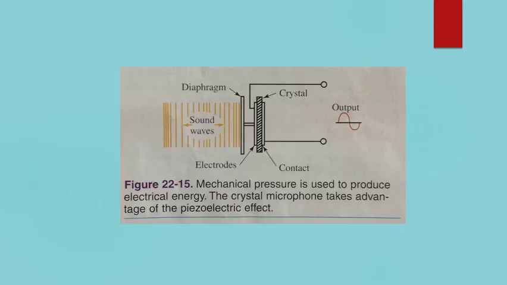Crystal microphone. A second type of microphone uses the piezoelectric effect of certain crystals. It is called a crystal microphone. When sound waves strike a diaphragm, mechanical pressure is transferred to the crystal. The flexing or bending of the crystal creates a small voltage between its surfaces. The voltage is the same frequency and relative amplitude as the sound wave, figure 22-15. Crystal microphones have a frequency response up to 10,000 Hz. They are sensitive to shock and vibration. They should be handled with care.